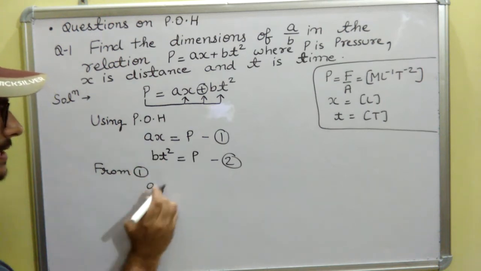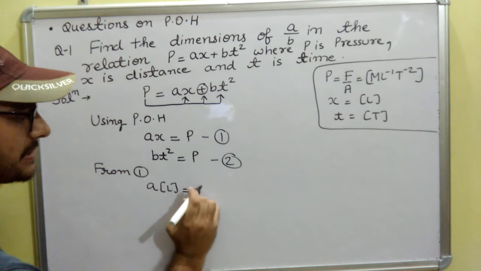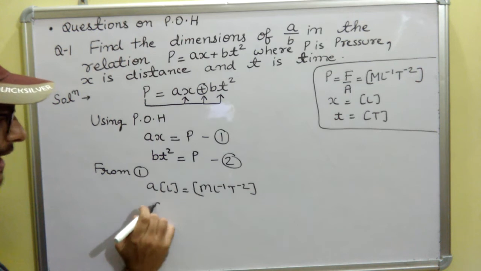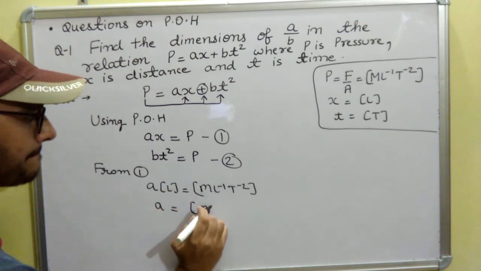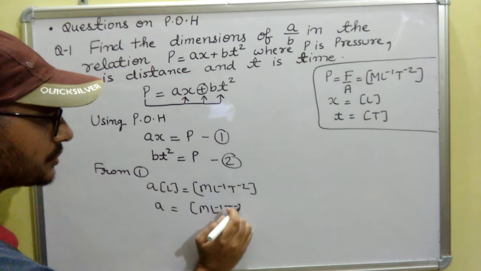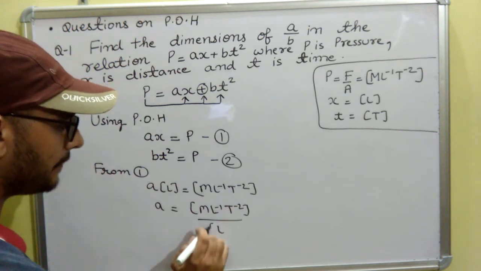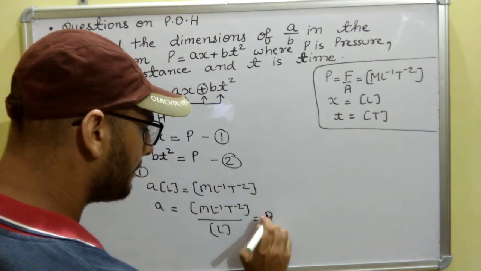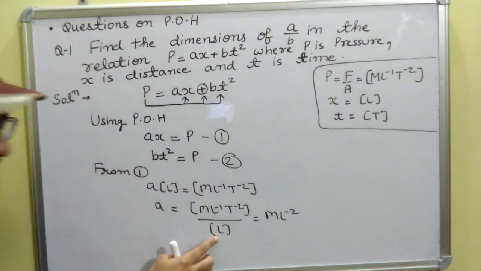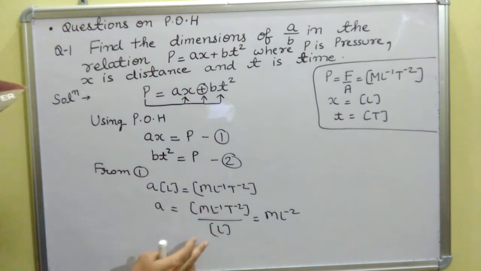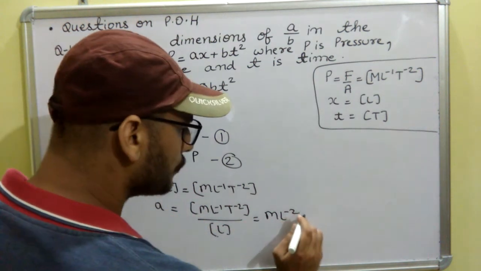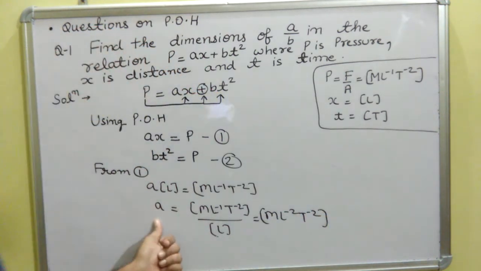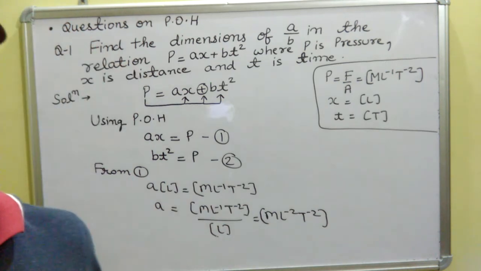Now write the dimension of A. The dimension of x is L. Pressure is ML^-1 T^-2. So the dimension formula for A will be ML^-1 T^-2 divided by L. Now when you solve it, you will get ML^-2, because this L will go up in the numerator and it will become minus 1. So you will get L^-2 and T^-2. So the dimension formula for A is ML^-2 T^-2.